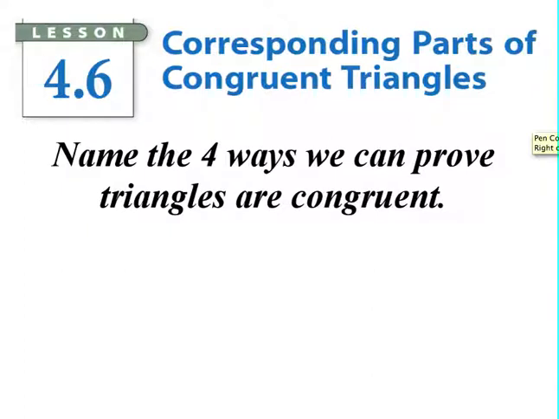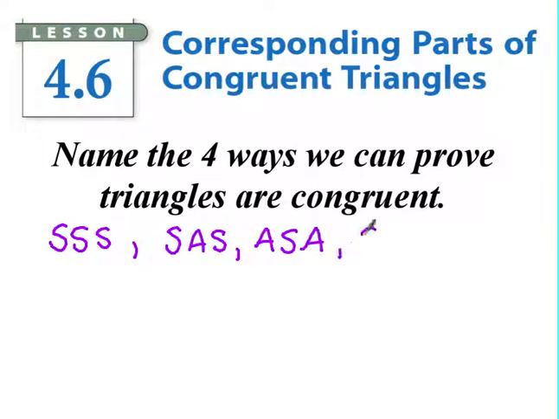4 ways that we can prove triangles are congruent. SSS, that's the first one. SAS. 2 more: ASA, and SAA, which remember, we've also had written AAS. Same thing. So those are the 4 ways. That should be a review.